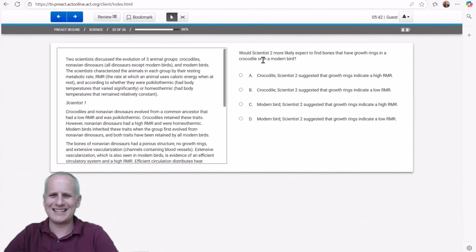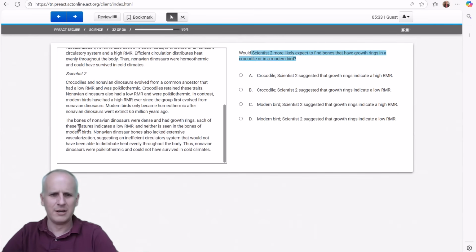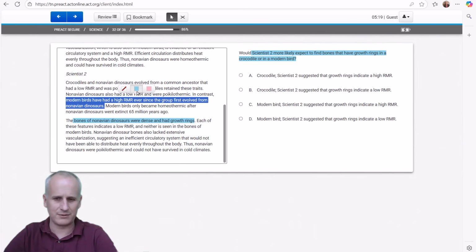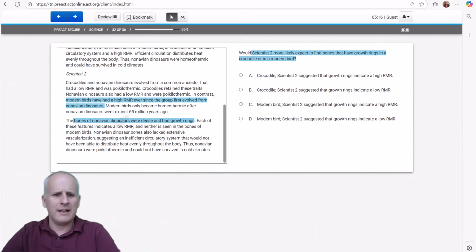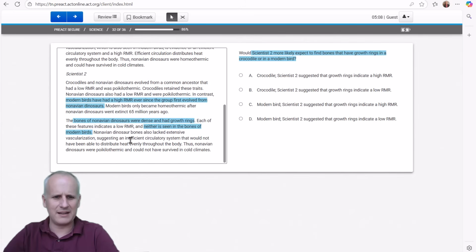Would scientist 2 more likely expect to find bones that have growth rings in a crocodile or in a modern bird? So we're going to come down here and we're going to look for bones with growth rings. And we know the bones of non-avian dinosaurs were dense and had growth rings. Okay, so non-avian dinosaurs. And we recall that modern birds evolved from non-avian dinosaurs. So it seems like maybe that's the case. And then neither is seen in the bones of modern birds. Oh, okay. So it's just the non-avian dinosaurs. And so if it's not modern birds, it has to be a crocodile. So we can eliminate choices C and D.